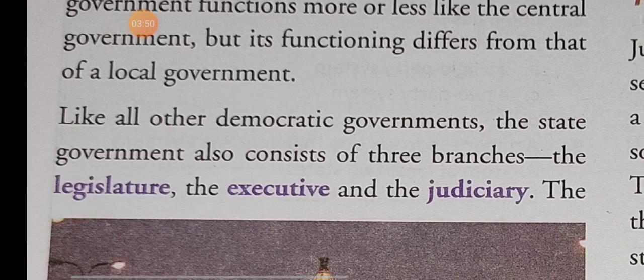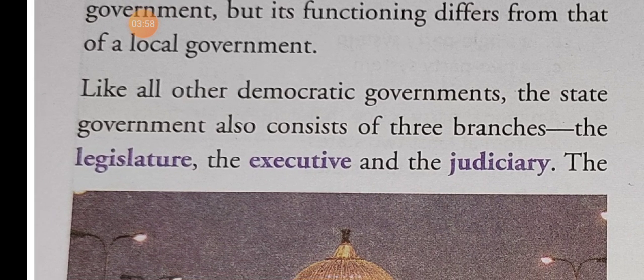Like other democratic governments, the state government also consists of three branches. What are the three branches of the state government or the democratic government? They are the legislature, executive, and the judiciary. These are the three branches of the state government.